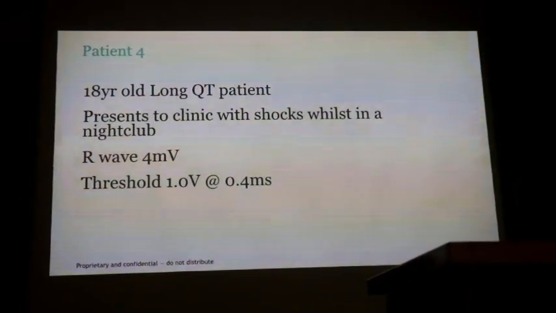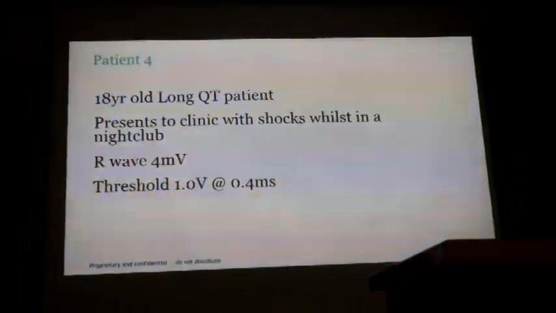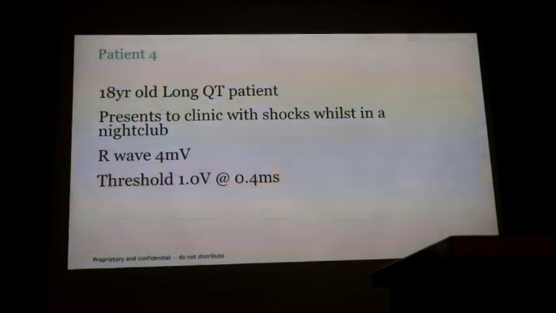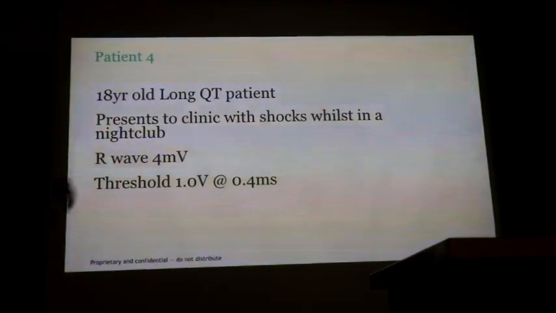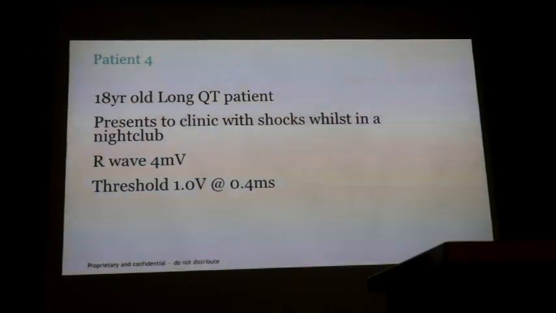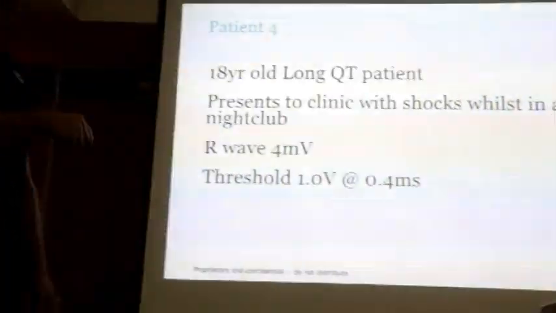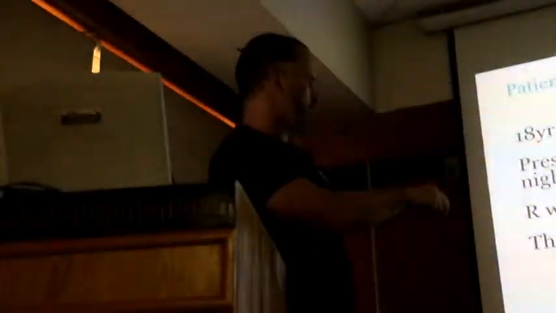His R wave is 4. Threshold is normal. What do you think this is going to be? T wave oversensing, right? Because he's got a small R wave and he's got long QT. So the T wave is out here, right? So he's got more time to get sensed. If you're putting a device into someone with long QT syndrome, you need to be especially concerned about the R wave, okay?